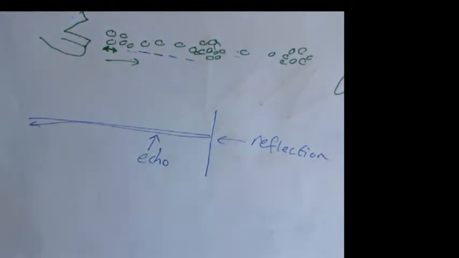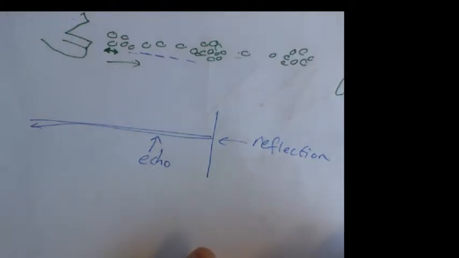If you've got a rough surface, they'll all start to interfere with each other and be a bit of a mess, and you won't be able to hear it properly. So you need a nice hard smooth surface to get a good echo.